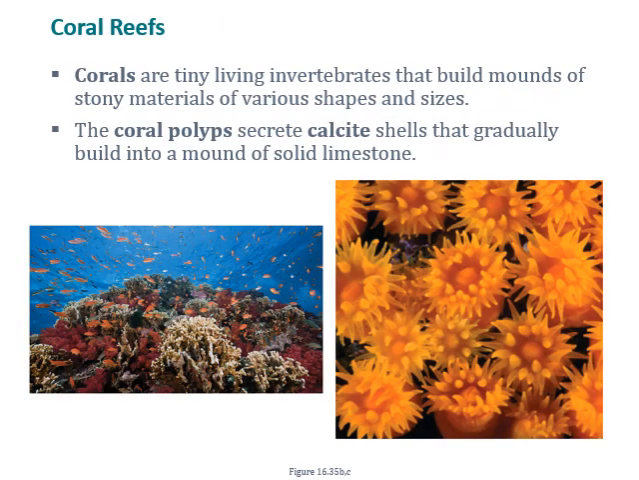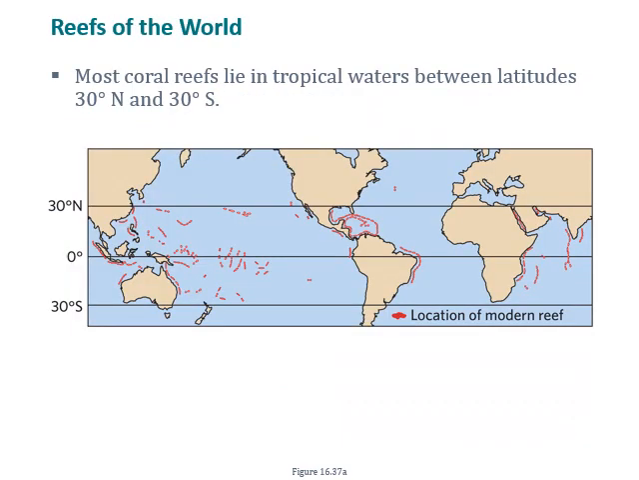Coral reefs are made of corals, which are tiny living invertebrates that build mounds of stony materials in various shapes and sizes. Coral polyps secrete calcite shells that gradually build into a mound of solid limestone. These are colonial animals. Reefs of the world occur in tropical waters between 30 degrees north and 30 degrees south latitudes.